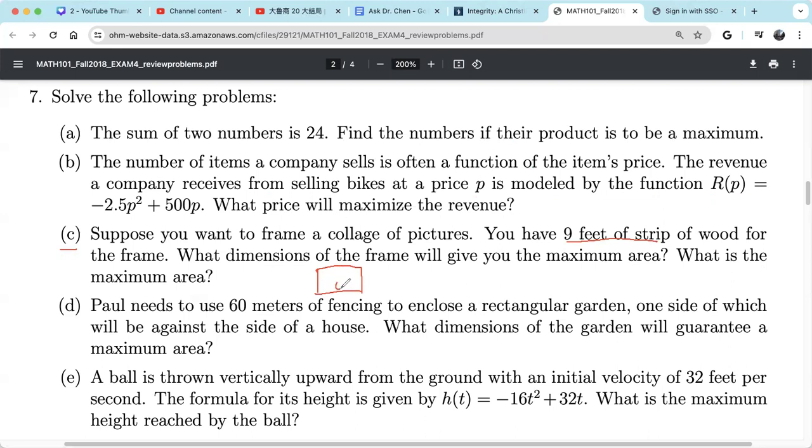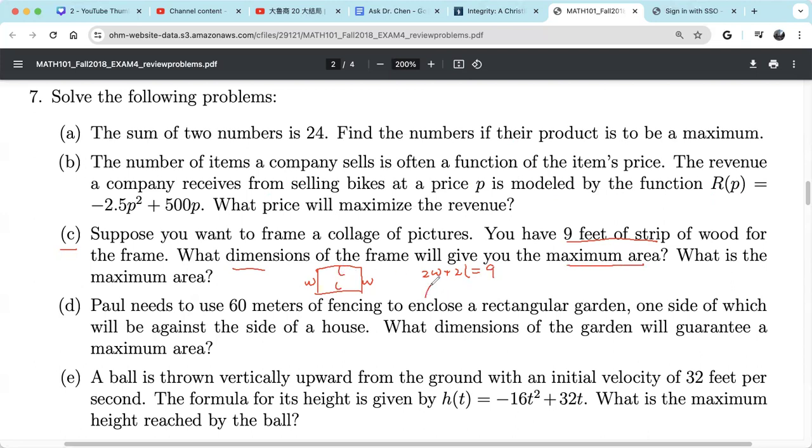And in a rectangle, we have length and width. And we have 9 feet of strip, so that means to go around the circumference, it means 2W plus 2 length. This side is also L, this side is also W because we have a rectangle. That equals 9 feet. And we want to find the dimensions, length and width, of the frame that will maximize the area, that will make this area biggest.